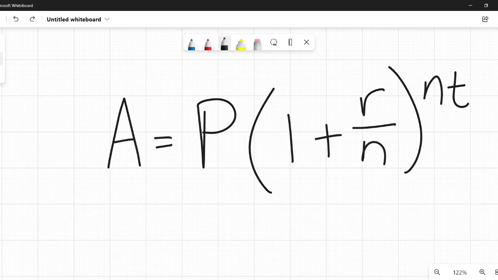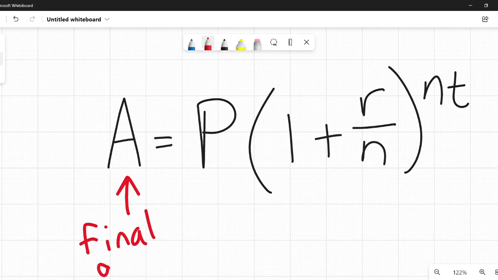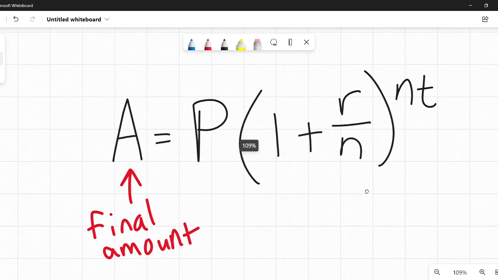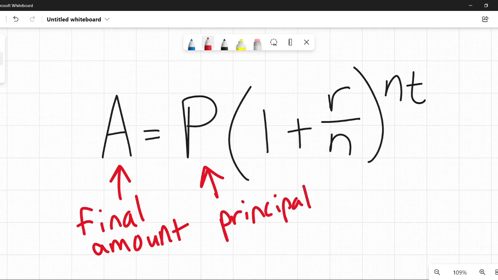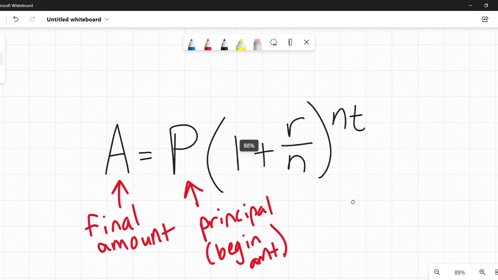Now, what are these variables meaning? First, we have A here. This is your final amount. We're going to be talking about this in terms of money, compound interest as far as bank accounts and making money. So the final amount of money in your bank account. Principal is our P. That is your beginning amount, where you start.